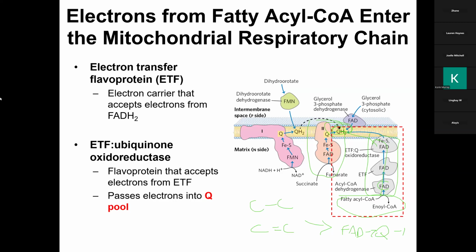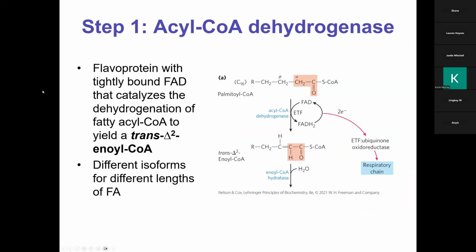So step 1, I'm going to go backwards a slide. Step 1 is that double bond between the alpha and the beta carbon. I'm going to test pretty hard on steps 1, 2, 3, 4. Step 1, the double bond between alpha and beta carbon, oxidizing the carbon, reducing FAD to FADH2. The enzyme introduces a trans bond. Delta 2, indicating that the double bond starts at carbon number 1, 2, 3, carbon 2. Double bond starts at 2. That's what delta 2 means.